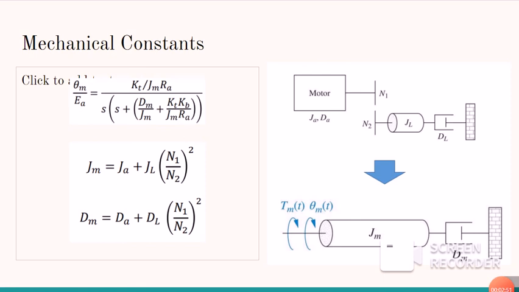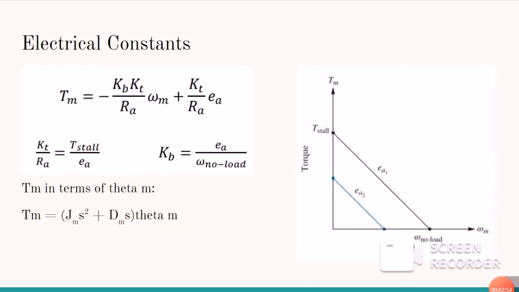Now we're going to move on to our electrical constants. Here we'll be able to see that we have a torque speed, actually, which will be able to give us the torque speed curve over here on the right hand side, where we'll get those constants out of, actually. So where we get those Tm, omega m.